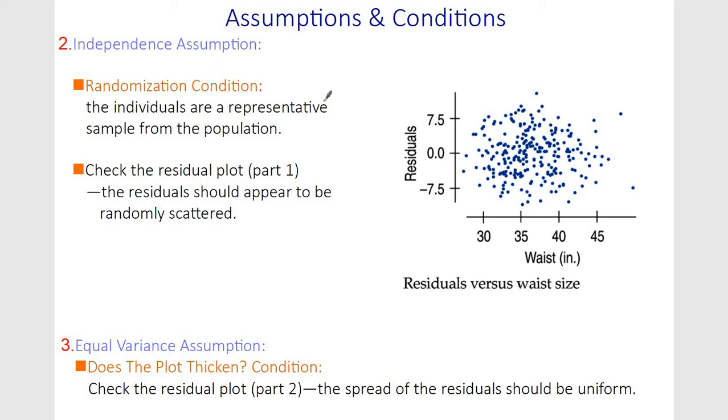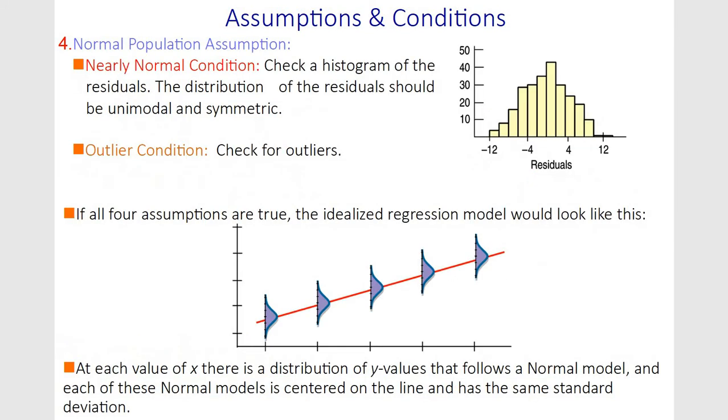Next is the independence assumption: the individuals are a representative sample of the population, so randomization. You can check the residual plot to make sure that things are scattered. Number 3, the does the plot thicken condition. You check the residual plot and make sure it's uniform. You don't want a bigger cluster here than over here; you want it to be fairly even. Then you have the normal population assumption, the nearly normal condition, so you can check the histogram of your residuals. Remember, you're doing this for each of those waist sizes. And always, check for outliers. It's important. If all four assumptions are true, this is what it should look like: perfect normal distributions, with the line going through the means.